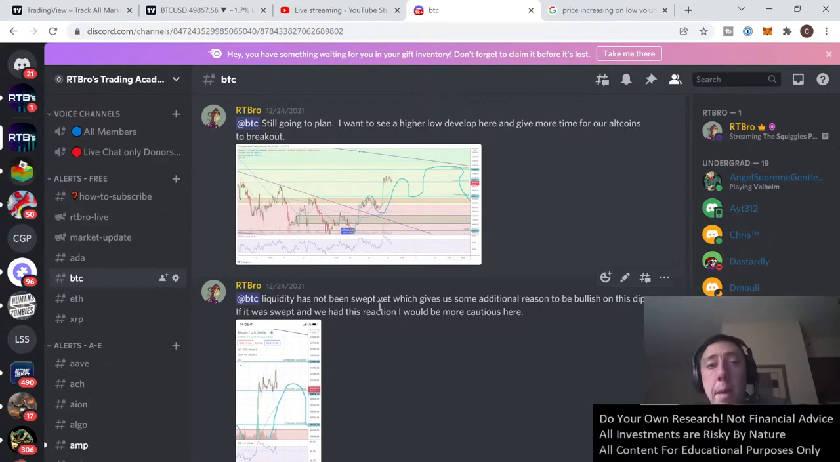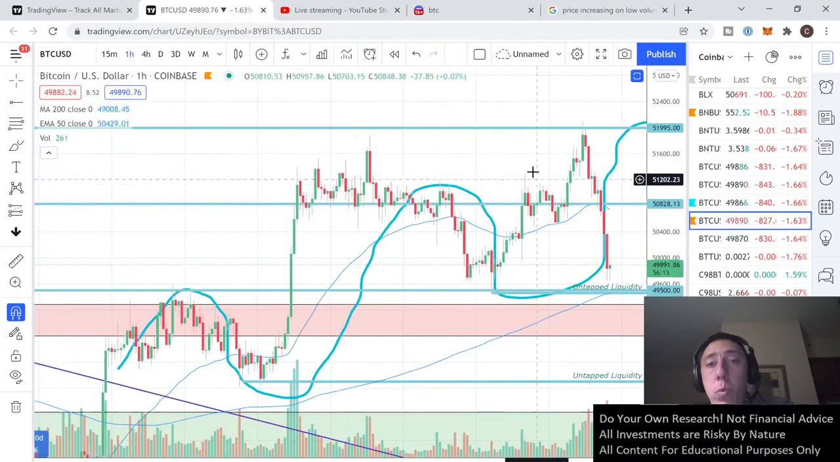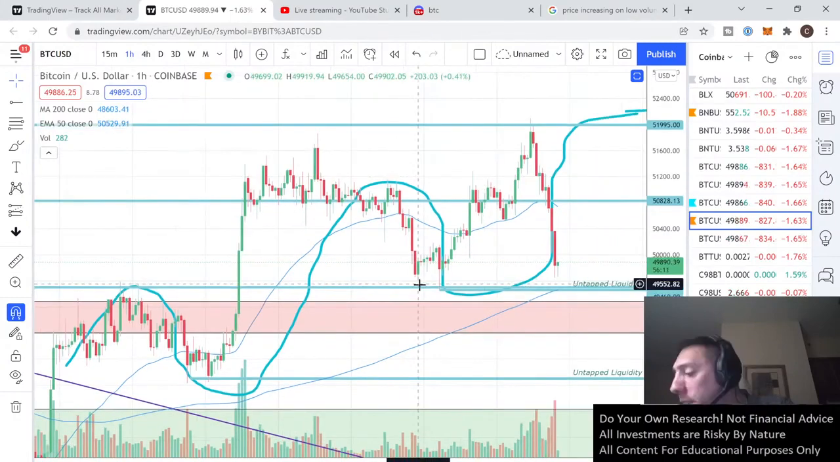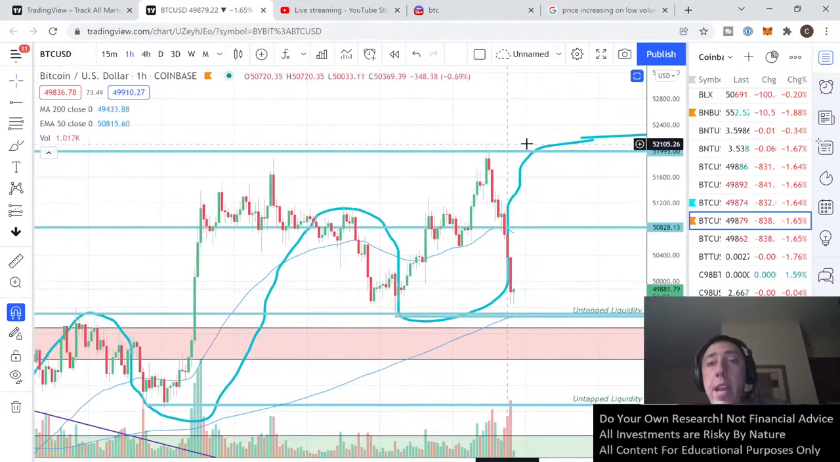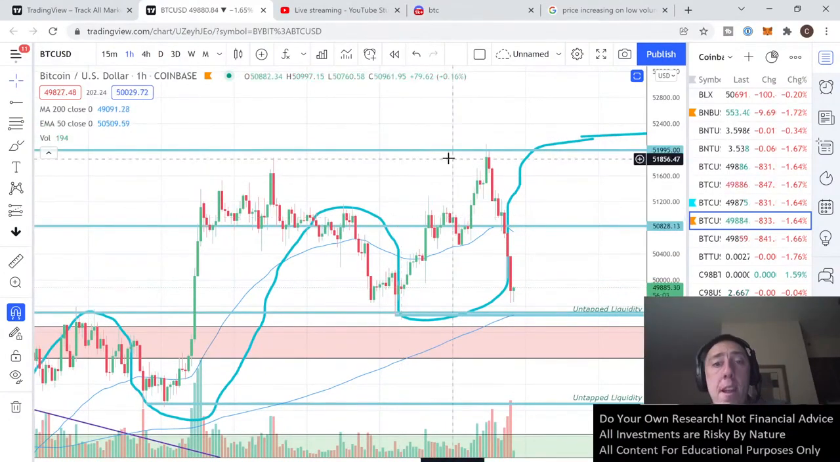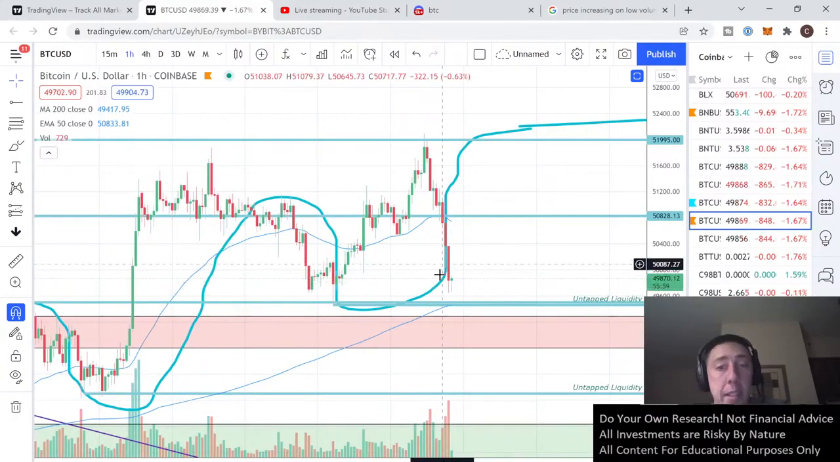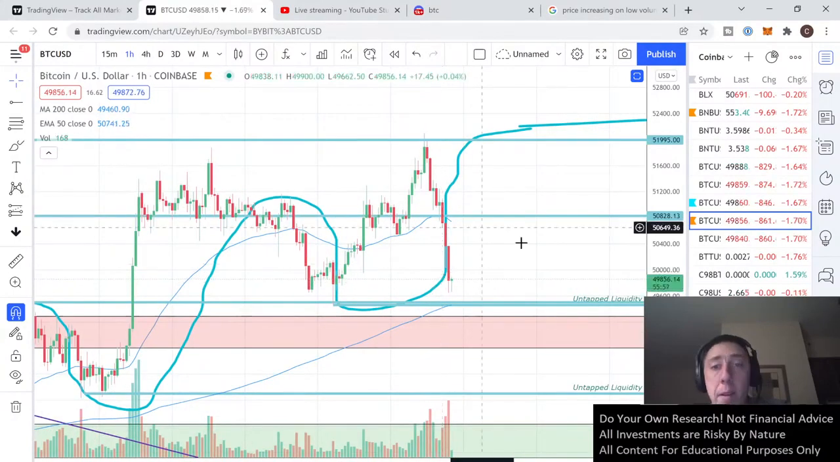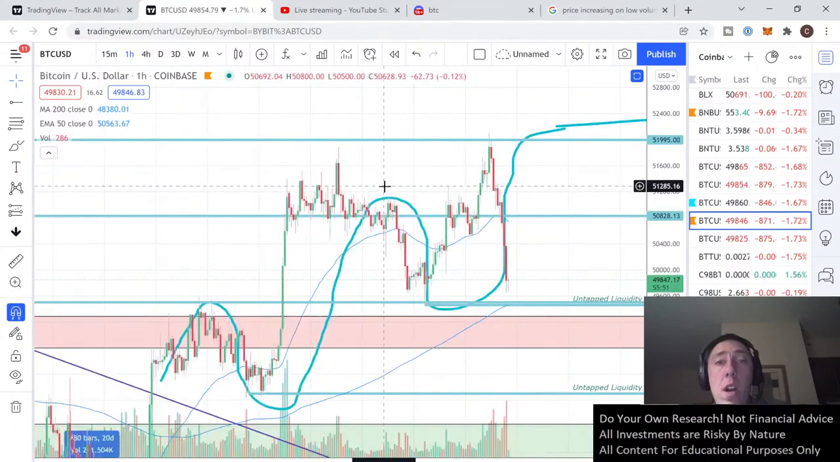If it was swept and then we had this reaction, I'd be more cautious here, right? So basically, as it came up here, it didn't actually sweep it and we started dipping. I said, hey guys, this is actually a bullish dip because we have not tapped that liquidity yet. So I said, this is a buying opportunity, but I'm not saying the same for this. This is not a buying opportunity, okay? Because this bullish pressure is no longer there. This liquidity is no longer there.